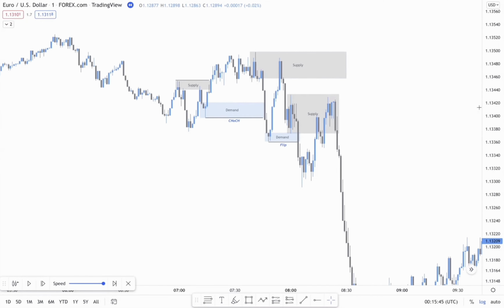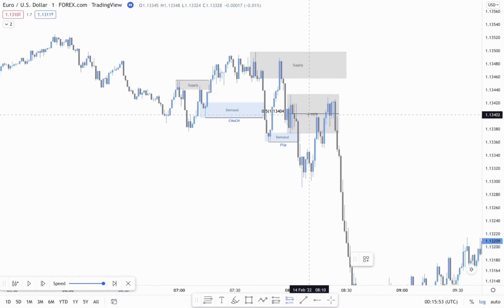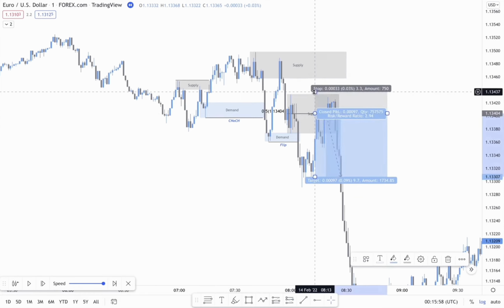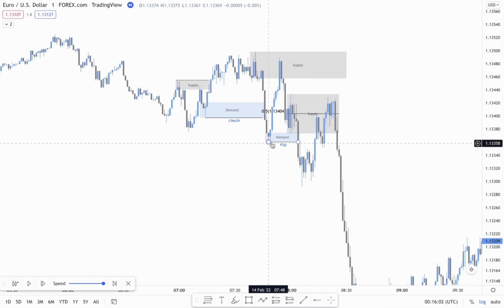If we were trading this, because of how large this supply zone is, we would probably take the 50% like so, and we would put our entry on the 50% of this supply zone, taking our entries from here like this. Okay, now that is another example for you guys on a change of character and a flip.